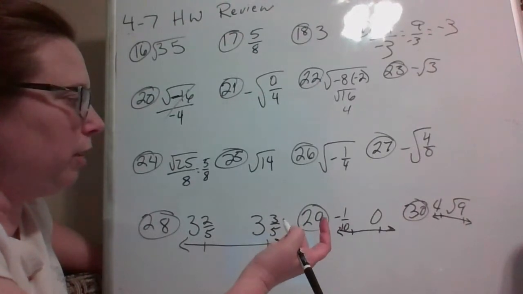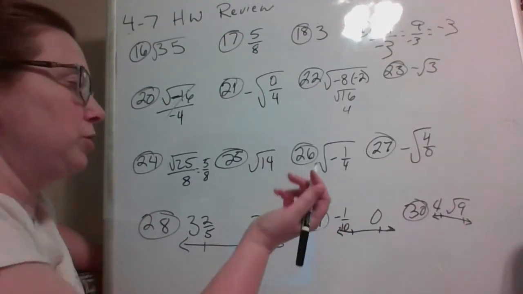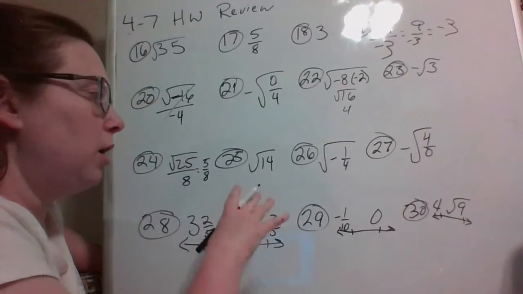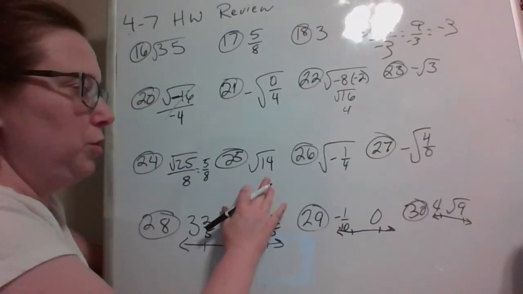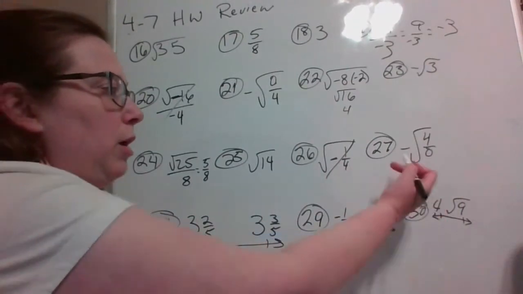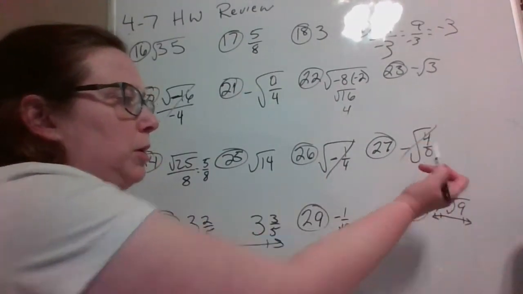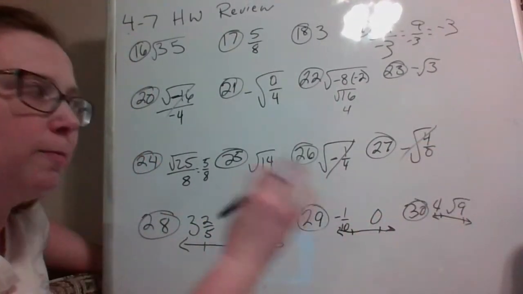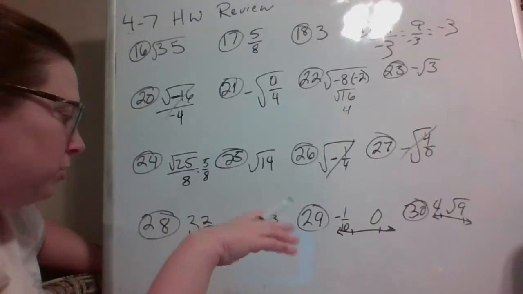25, we have the square root of 14. It's not a perfect square, so that's irrational. 26 is not real because of that negative, and 27 is not real because it has 0 for the denominator. You can't break things into 0 parts.